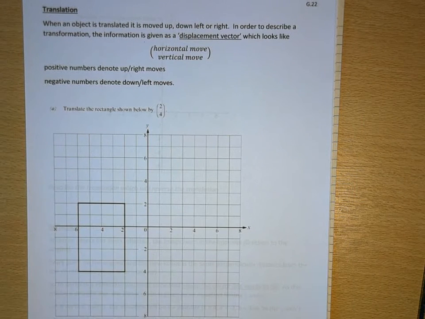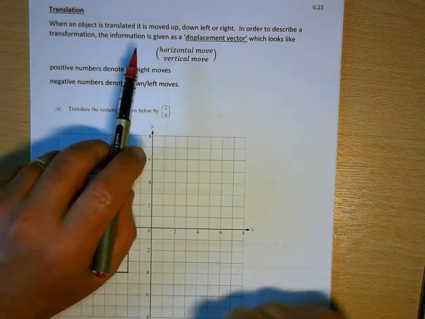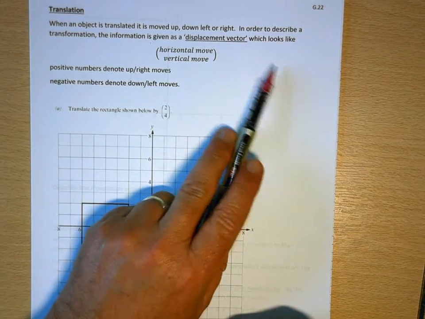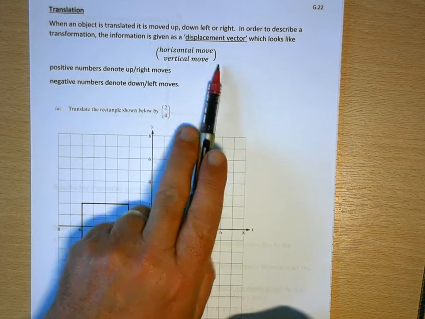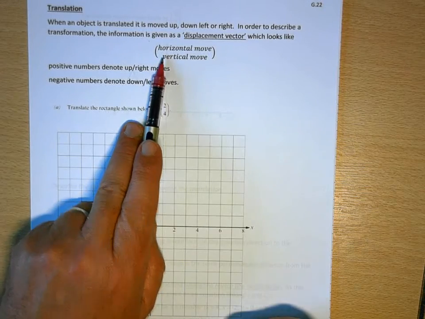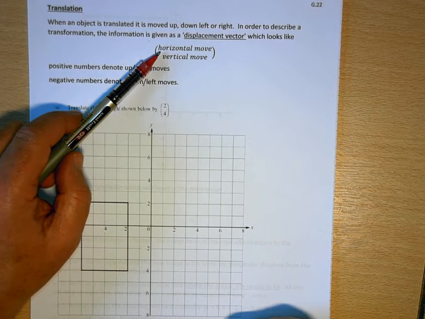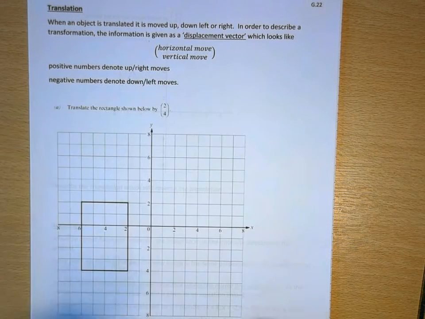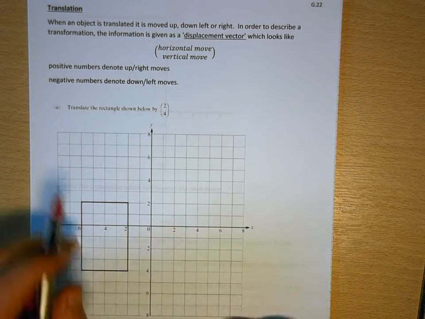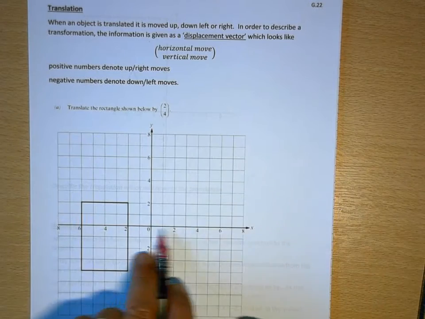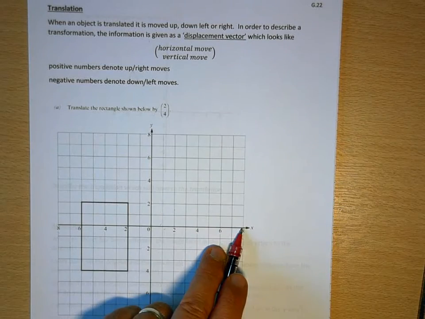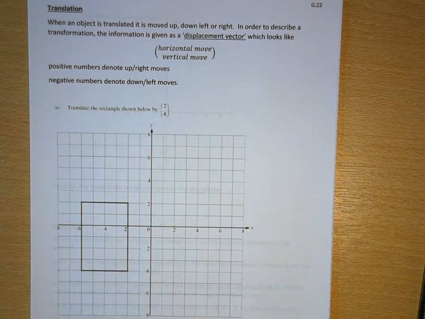So when a translation, an object is translated, it's moved up, down, left, or right. In order to describe a transformation, the information is given as a displacement vector, which looks like this. So you've got a bracket with 2 numbers, one on top of the other, but not as a fraction. The top number tells you how far it's going to move horizontally, and the bottom number tells you how far it's going to move vertically.